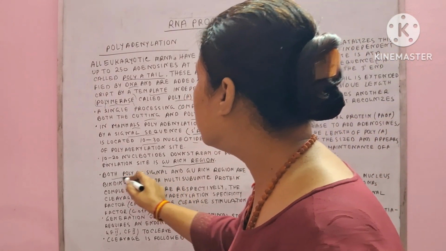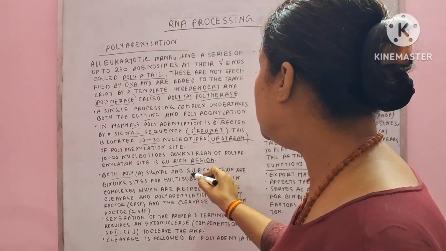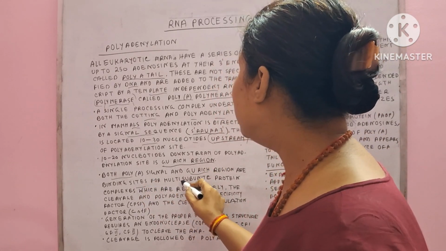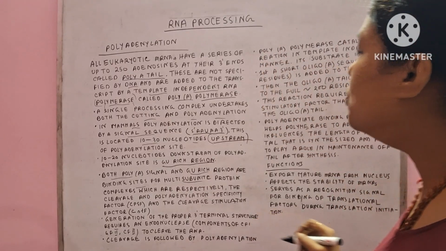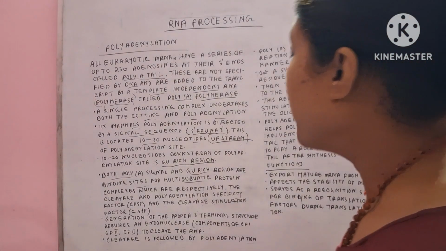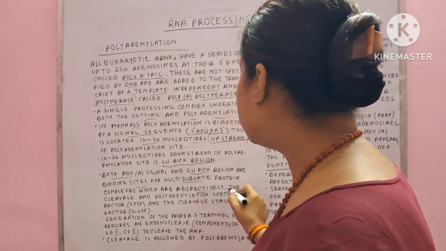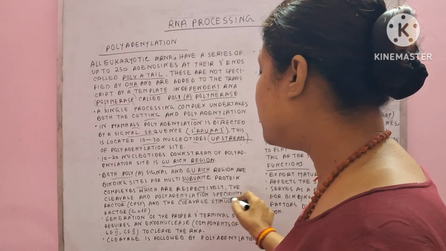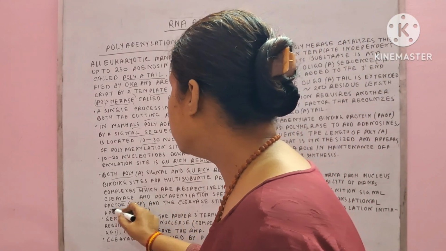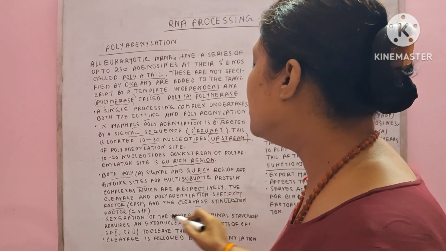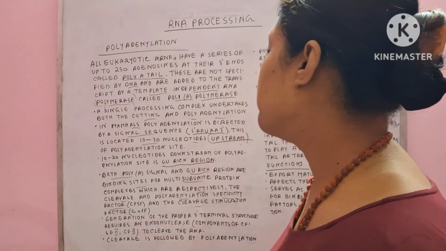Both the poly-A signal and the GU-rich region are binding sites for multi-subunit protein complexes, which are respectively the cleavage and polyadenylation specificity factor, called CPSF, and the cleavage stimulation factor, CSTF.